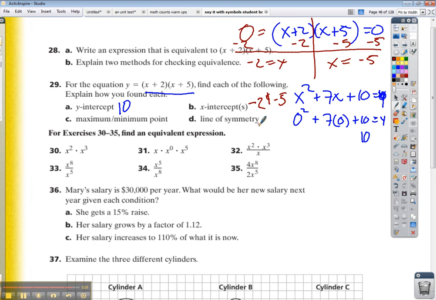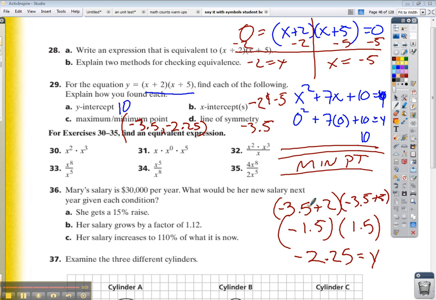Now, my line of symmetry I'm going to do next. My line of symmetry occurs halfway in between the two intercepts. Well, what number occurs halfway in between these two? So directly in the middle is negative 3.5. And then to find my maximum or minimum, I plug this in. I'm going to do that off screen. So I just plugged in that value to the factored form equation and got my y value.